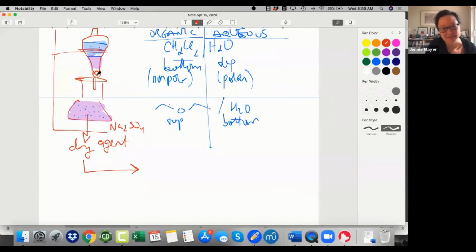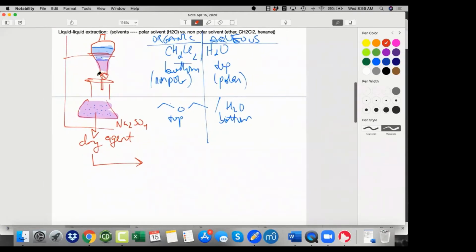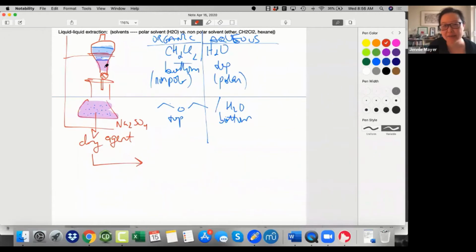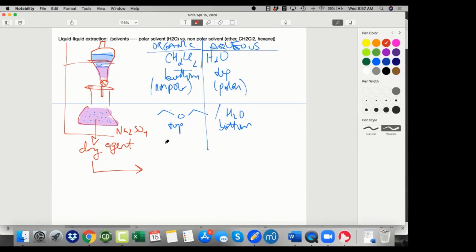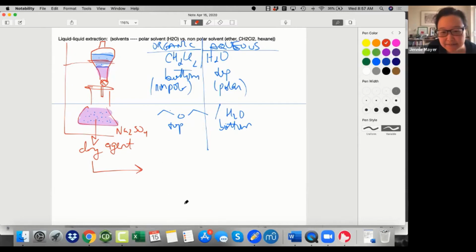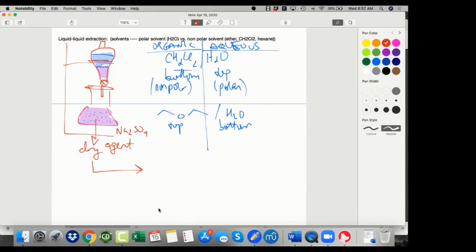All right. Now, one more thing. Sometimes we do multiple extractions. Do you know what I'm talking about? Can anyone explain what that's all about? What do I mean by extract it again or do a second extraction? That's where you add more organic layer. Oh, sorry. Go ahead. Was that Tony? You add more methylene chloride.